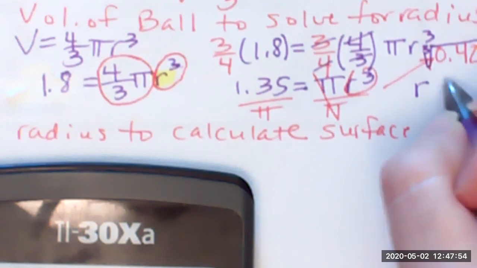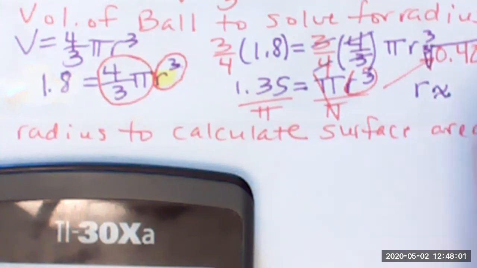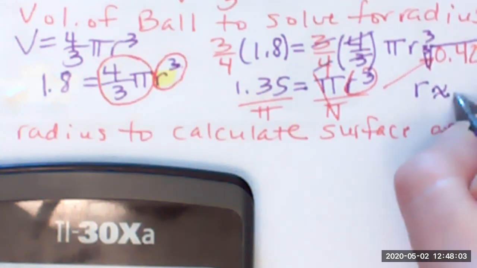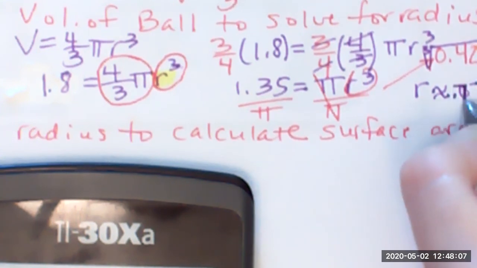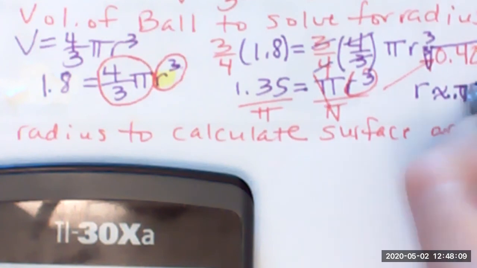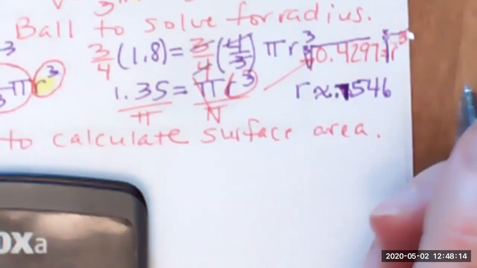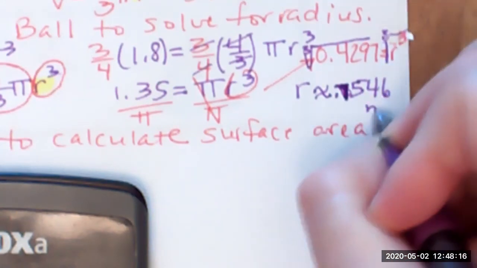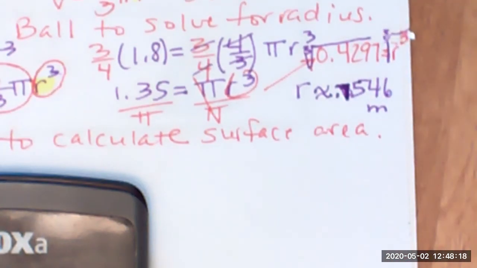So we've got r is approximately 3/4 of a meter, and actually, since I'm going to plug it into the next part, I'll go out 4 decimal places, so we'll say 0.7546. So 0.7546 meters is going to be the radius. I will use that now in order to be able to calculate the surface area.